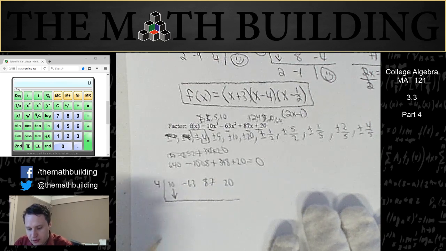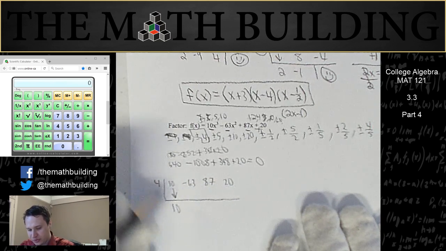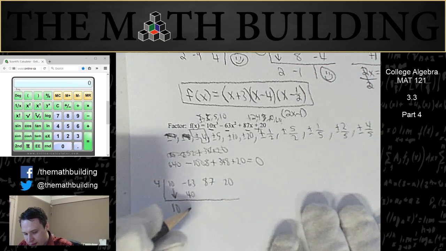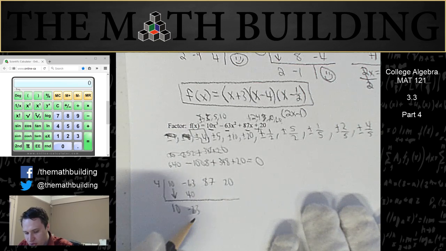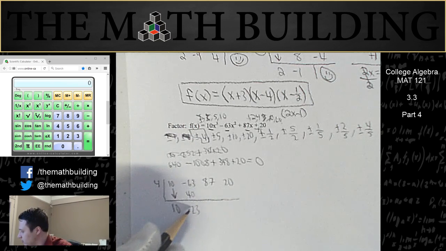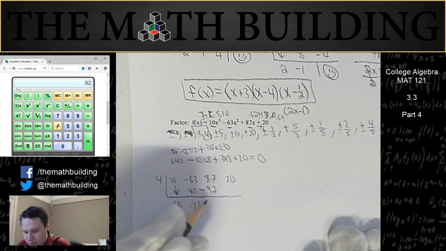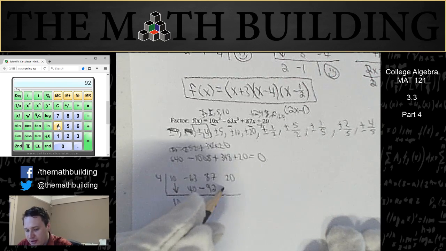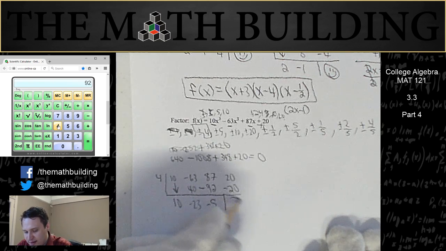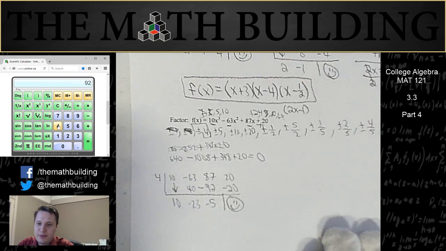0 as our remainder. So I do 10, 4 times 10 is 40, negative 23. 4 times 23 is 92, and that'll be negative, so add those up, you get negative 5. 4 times negative 5 is negative 20, and a little happy 0.